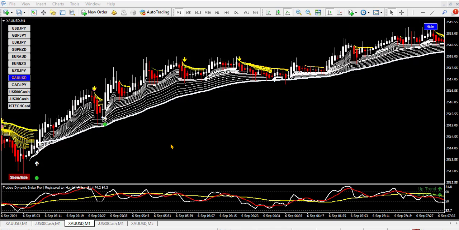This is a profitable forex trading strategy for MetaTrader 4. Make sure you practice it.